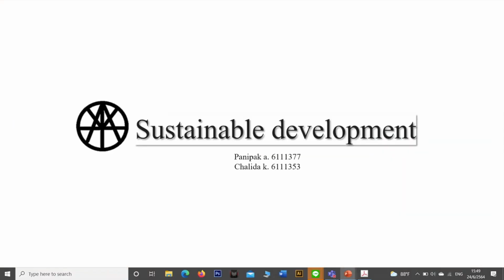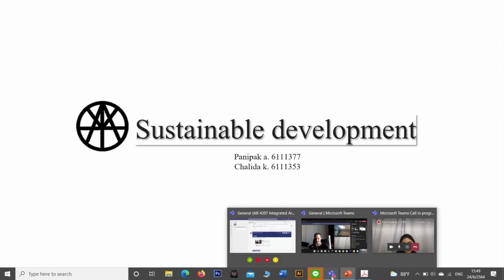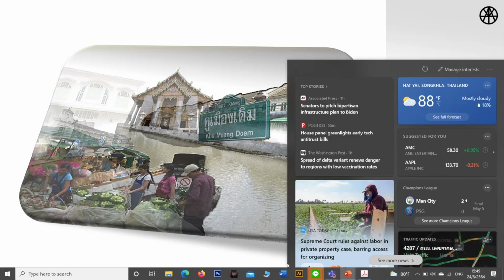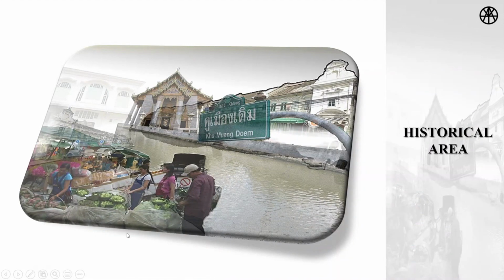Okay, sustainable development. So our group topic is sustainable development. Next. So in Ban Moh area, it is the historic area which has the rivers and canals and all the commercial buildings and residences. Next.